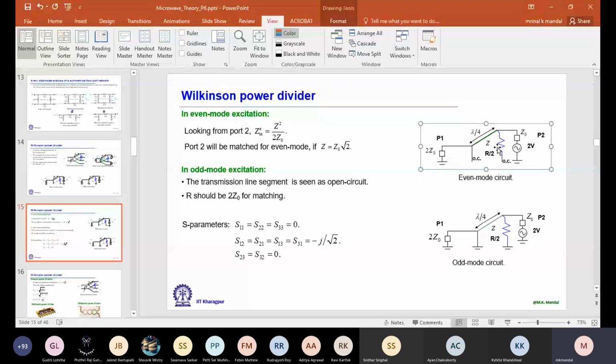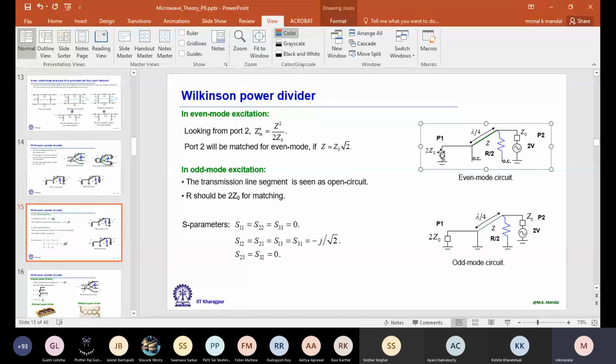Then port 2 will be matched if I can choose Z equal to Z0 into root 2 because of this twice Z0 value, right? So it is then Z0 square root 2. We have a factor of root 2 because of this twice Z0. Then we found what should be the characteristic impedance of that lambda by 4 section. It is basically working like a quarter wave transformer, right? If I consider Z0 50 ohm, then the characteristic impedance is 70.71 ohm, 50 multiplied by root 2.